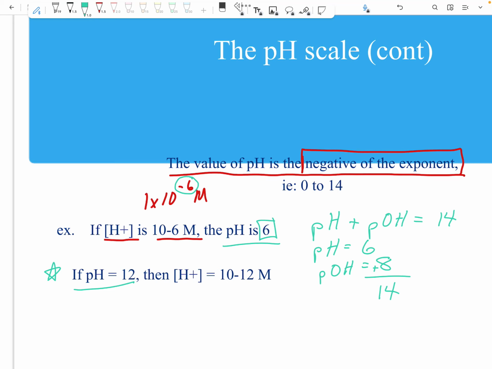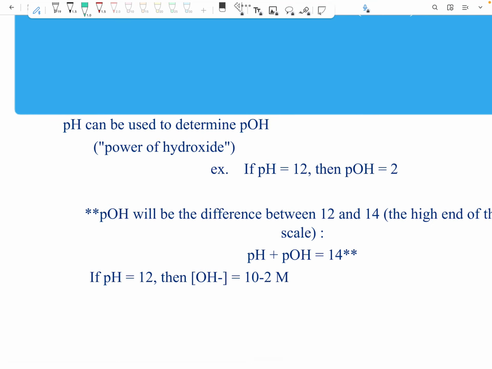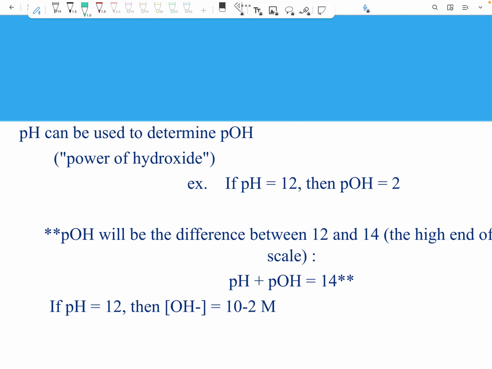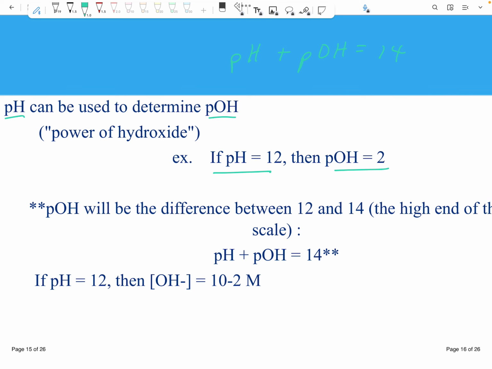Okay, we'll show you how to calculate that in a little bit, but let's go over here. Again, if you can determine the pH, then you can always determine the pOH, because both of them have to add up to 14. And therefore, if the pH of a solution happens to be 12, then the pOH is going to equal 2. So there it is again, just showing you the pH plus pOH is going to have to equal 14.